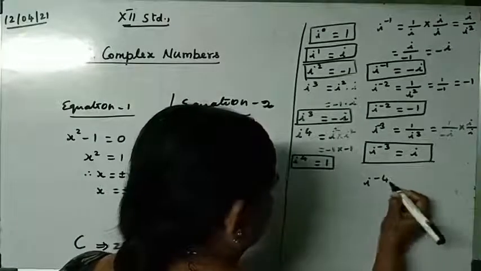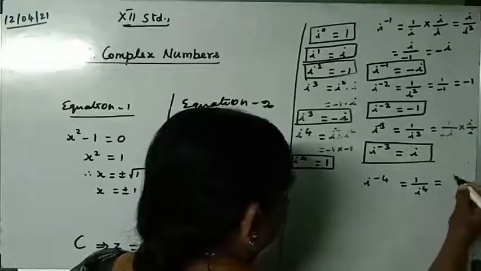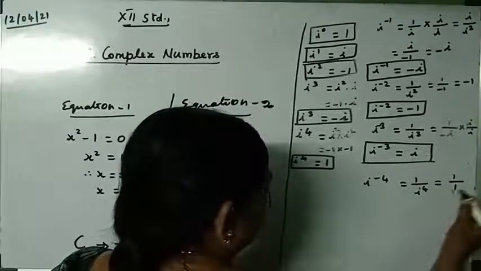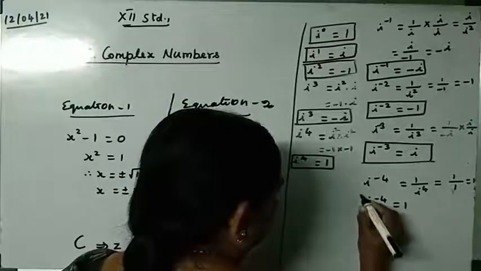Then i power minus 4 is equal to 1 by i power 4. i power 4 value is 1. So 1 by 1 is equal to 1. So i power minus 4 is equal to 1.